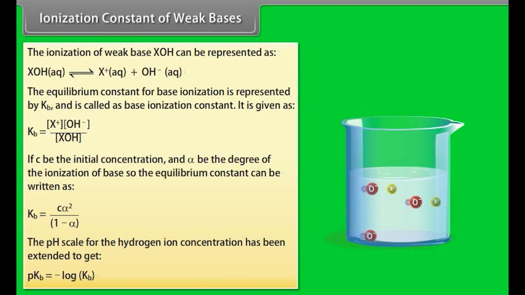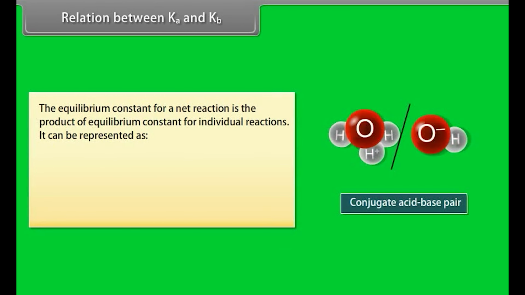The pH scale for the hydrogen ion concentration has been extended to get relation between Ka and Kb. The equilibrium constant for a net reaction is the product of equilibrium constant for individual reactions. It can be represented as K net is equal to K1, K2, K3, and so on. For conjugate acid-base pair, Ka, Kb is equal to Kw.